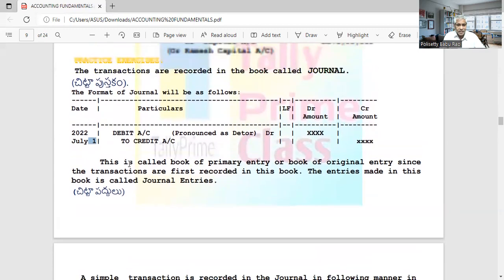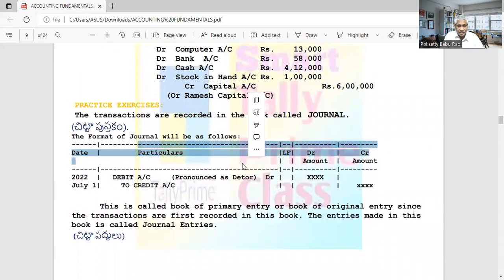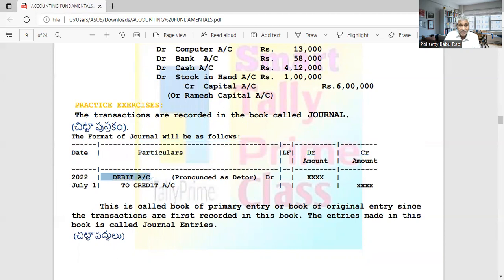Okay. The second column is particulars. In the particulars column, we write which account is to be debited and which account is to be credited. First we start with the debit account. From the beginning of the column, we write the name of the debit account, for example, cash account, and at the end of the column we write DR. DR means debit, but in the journal it is pronounced as debtor.